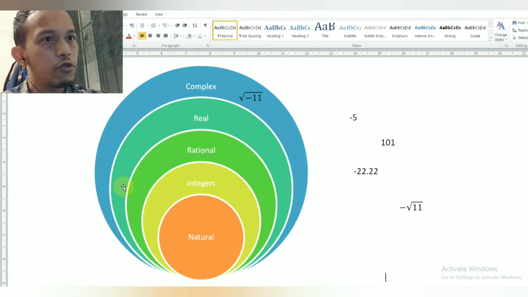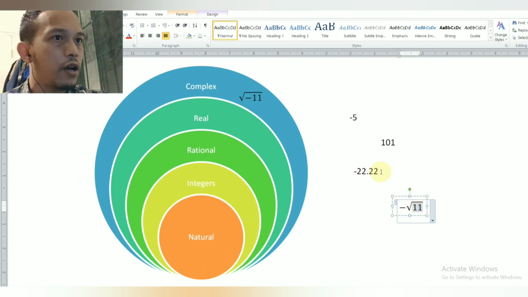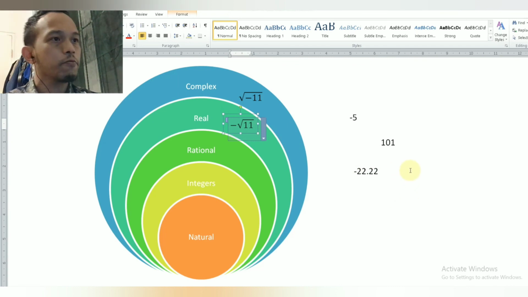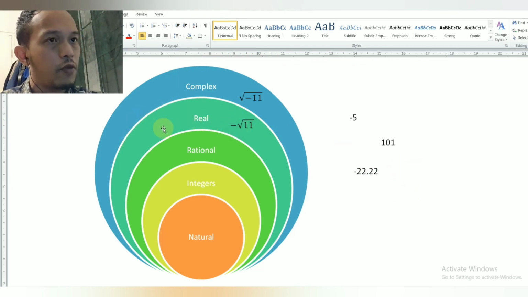Okay, but this one is the rational. It means all rational numbers are real numbers. Okay, and all rational numbers must be complex numbers. But this area, since it is not rational numbers, belongs to irrational numbers only. So this is irrational numbers. This one is rational. Combined, they all are real numbers. So if I find irrational numbers, this one is the irrational number, negative square root of 11. So this particular area is for the irrational.